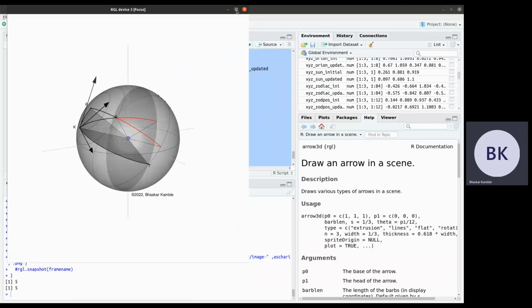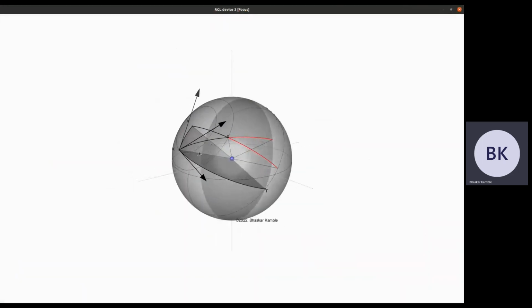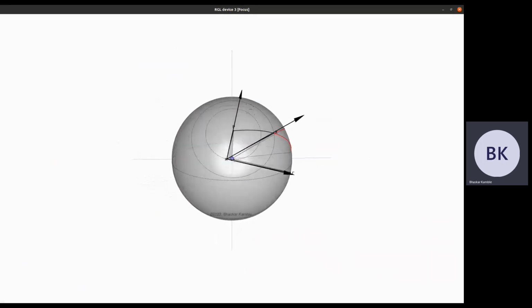So as I mentioned, this angle is 90 degrees. Let's just bring this point. It is coincident with the Earth here, and there you can see that this angle is, at least visually, you can make out that it is 90 degrees. And why is it 90 degrees?